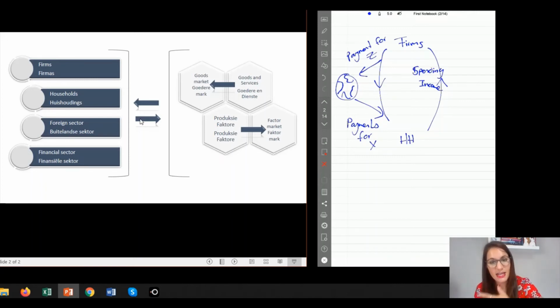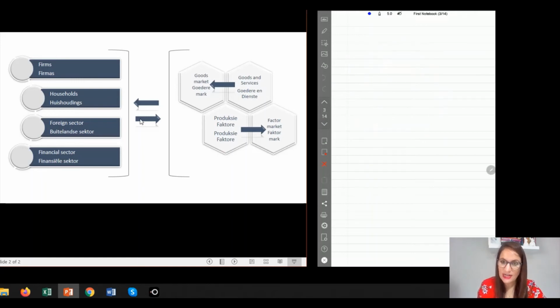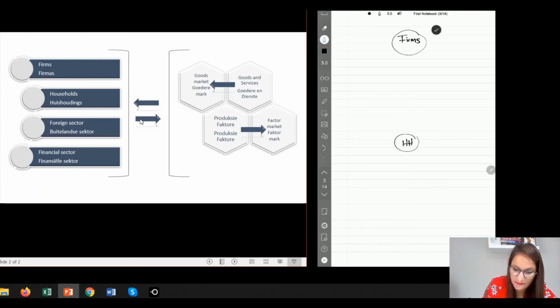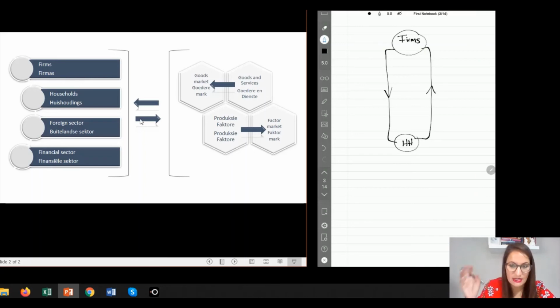Right. Now we're going to sum everything up into one big diagram, and then we're going to add the financial sector as well. So we have firms and we have households. And then we said there's this constant flow and relationship between the two. Money flowing from and to. Expenditure and income, expenditure and income.